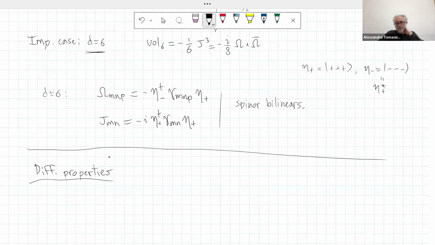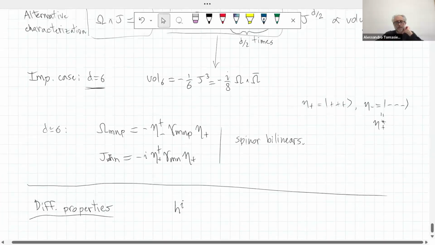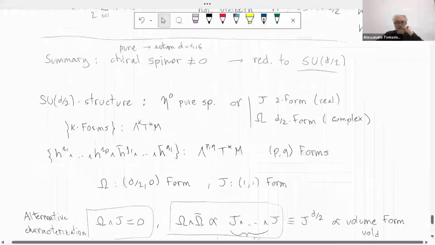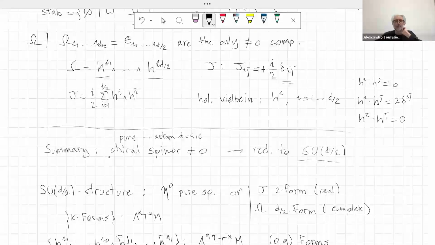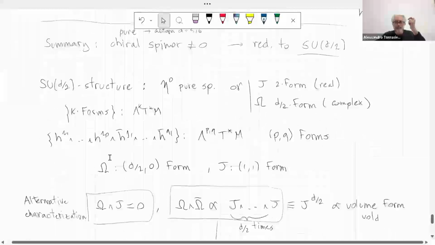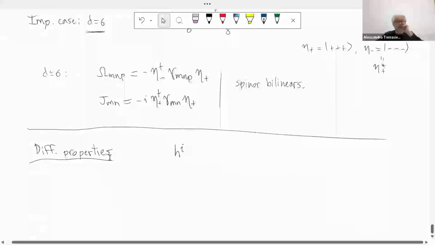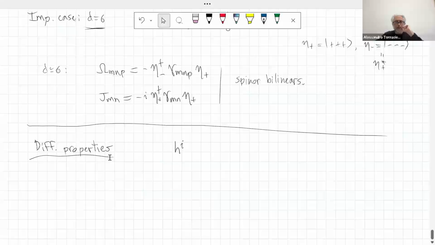So we start from the most important differential property I want to highlight, which regards the complex field bind. Remember that omega is written in this fashion as a wedge of all of them. There are d over 2, so in d equals 6, there are 3 of these h's, this holomorphic field bind. But now I want to start by thinking about these.